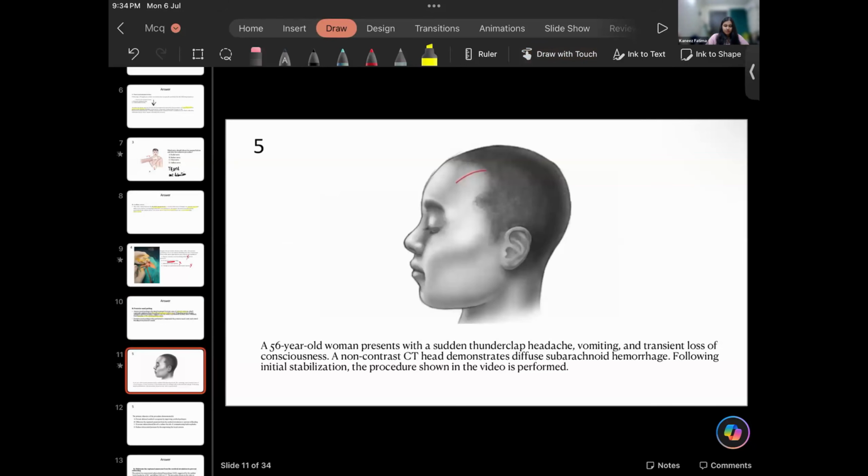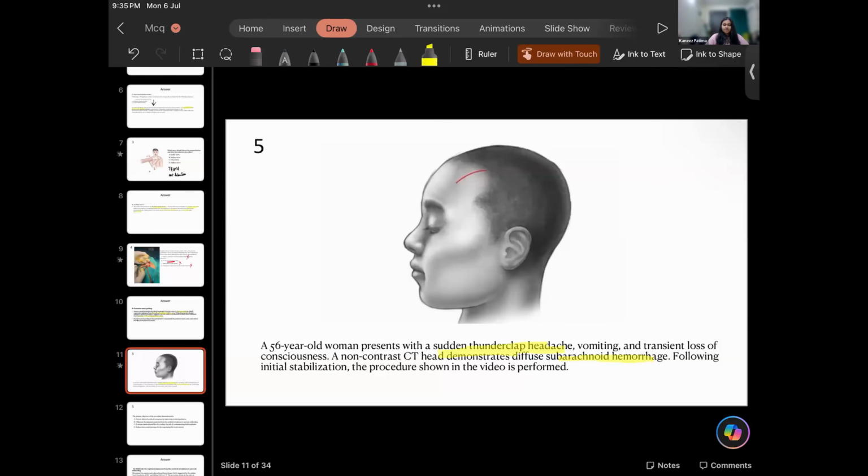The question says a 56-year-old woman presents with a sudden thunderclap headache, vomiting, and a transient loss of consciousness. A non-contrast CT head demonstrates a diffuse subarachnoid hemorrhage. From the clinical clue itself, we can arrive at a provisional diagnosis, that is subarachnoid hemorrhage: the thunderclap headache, also the worst headache of the patient's life. Following the initial stabilization, the procedure shown in the video is performed.